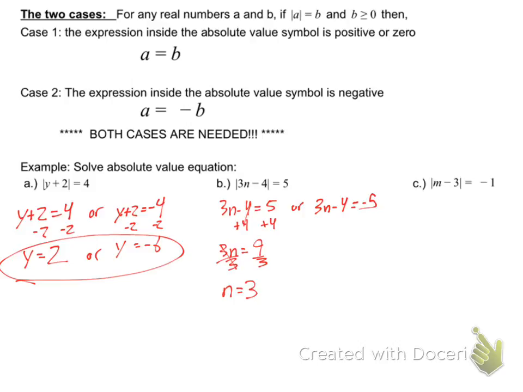And then, Gus, what are we going to do? Add 4 again. That's why I went back to you. You did the right step last time. Let's do it again. So we get 3n equals -1.